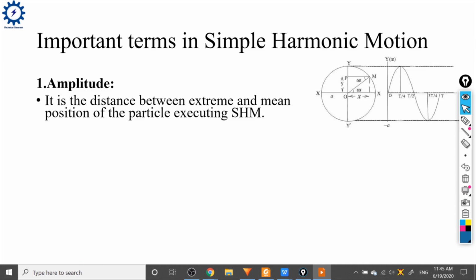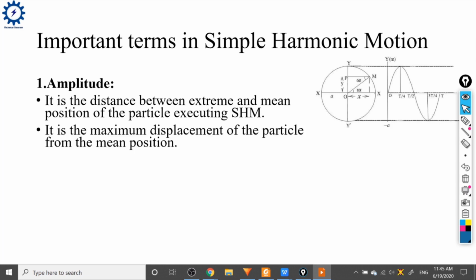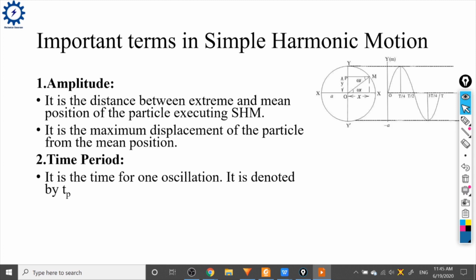First one is amplitude. We know amplitude is the distance between the extreme and mean position of the particle executing SHM, and it is the maximum displacement. That is the important point. It is the maximum displacement of the particle from the mean position. Time period is the time for one oscillation. It is denoted by Tp.